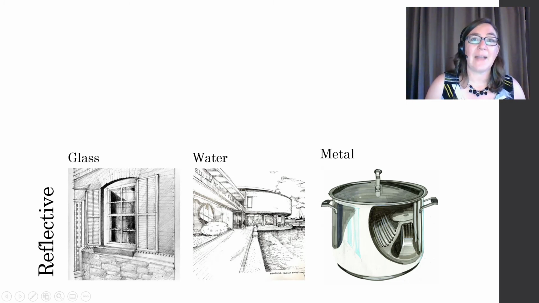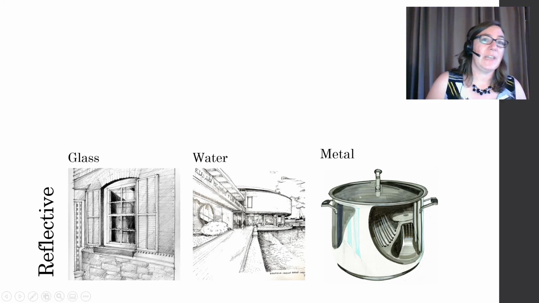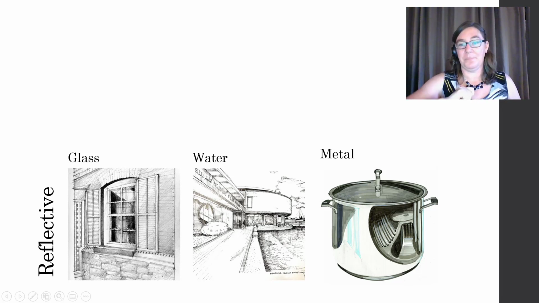I've grouped this last category under reflective. We can have glass. We might use water in our design. And there are other metal objects. Now I cheated a little bit on this last one. It's not a pencil rendering, it's a marker rendering, but it was so awesome that I couldn't resist.